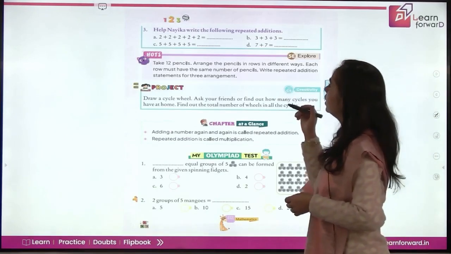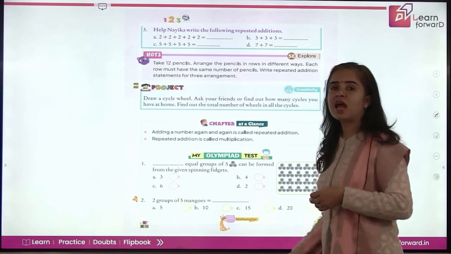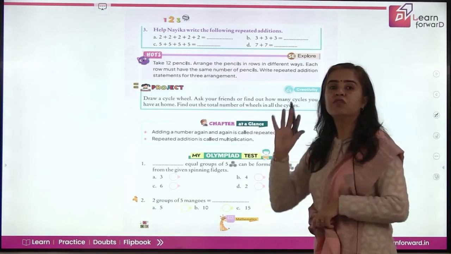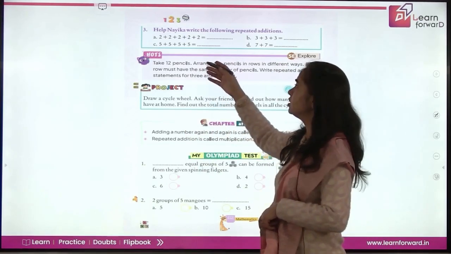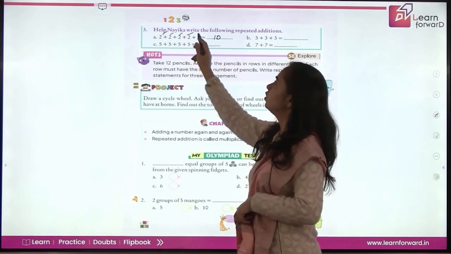Now help Naika write the following repeated additions. So she is adding 2 repeatedly. 2 plus 2 plus 2. How many times? 5 times. So we say 5 times 2. Now come on, add and tell me how much is it? That is 10. We added 1, 2, 3, 4, 5 times.